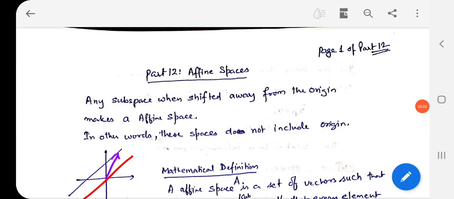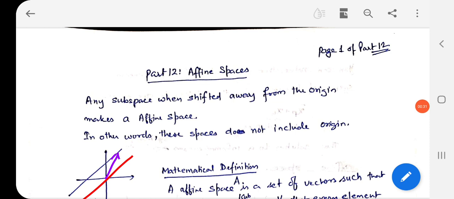In the last video, we talked about images, kernel, and the linear mapping. Now, in this particular video, we are going to talk about affine spaces. Affine spaces are the spaces which are the subspaces, after finding a subspace.